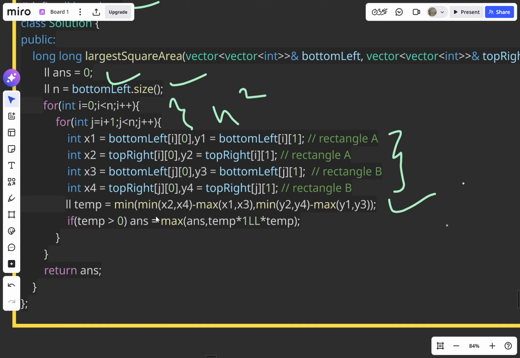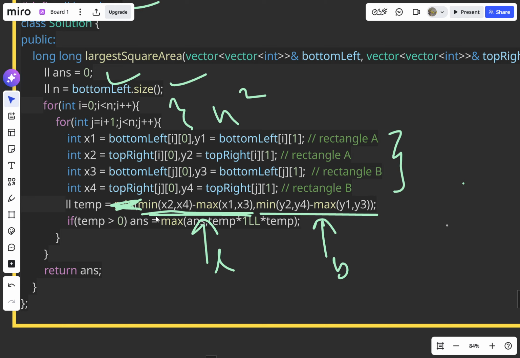Then we are storing these variables into x1 and x3 format, to make it more suitable for understanding. This is the best practice you can follow to make it simpler to understand, or simpler to solve. Then all the logic is behind this one line only. The temp is having the minimum. Let's forget about this minimum thing, only this one and this one. So this is your length, this is your breadth of the overlapping region.